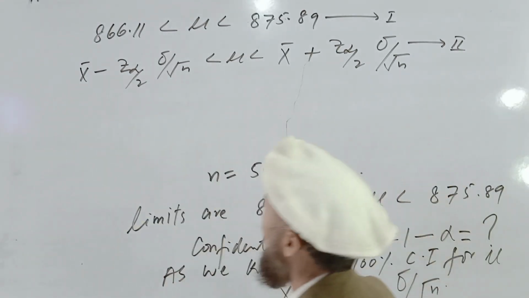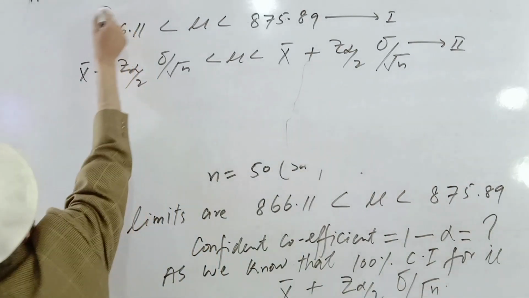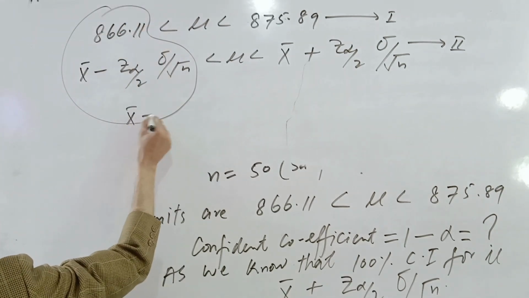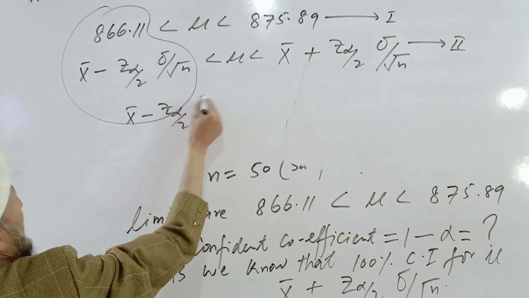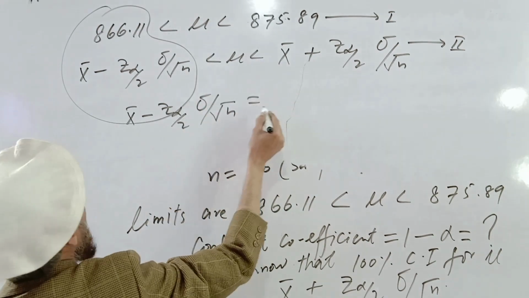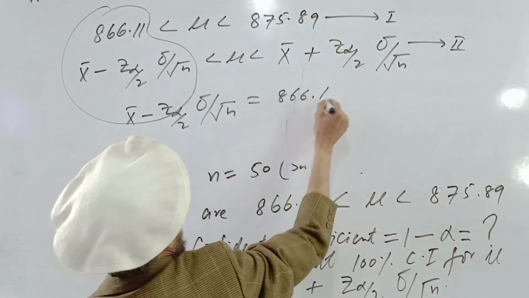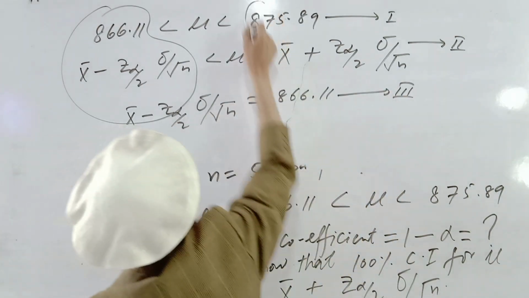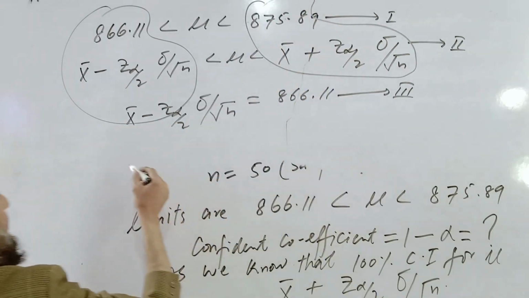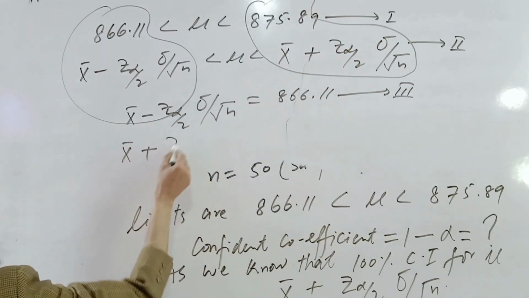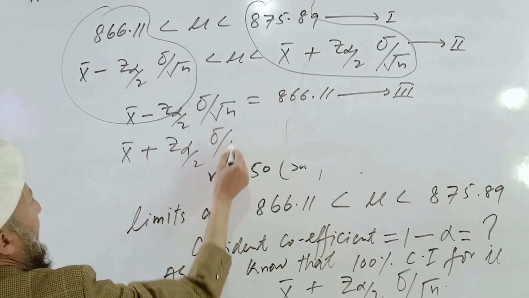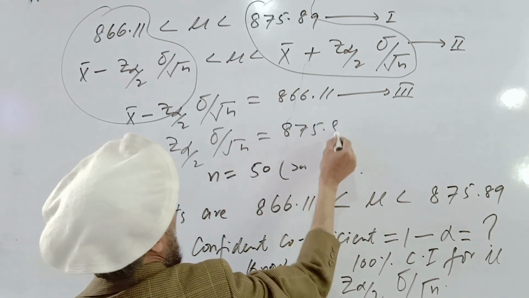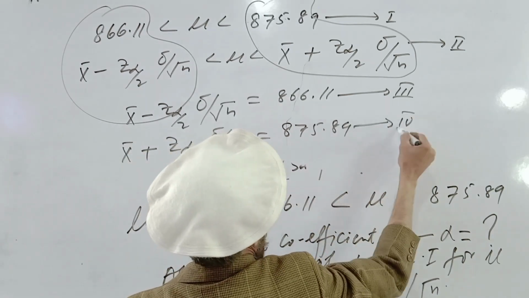Comparing equation number first and second, this is the lower limit. So we can write x bar minus z alpha by 2 sigma over root n is equal to 866.1. This is the third equation. Similarly, comparing the upper limit, x bar plus z alpha by 2 sigma over root n is equal to 875.89. Equation number 4.